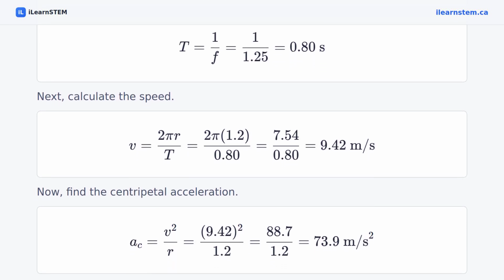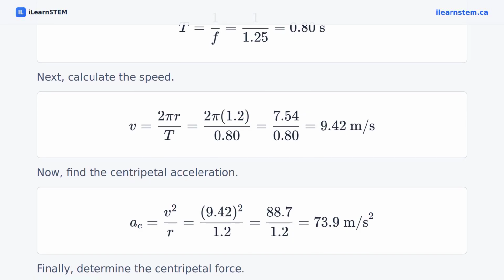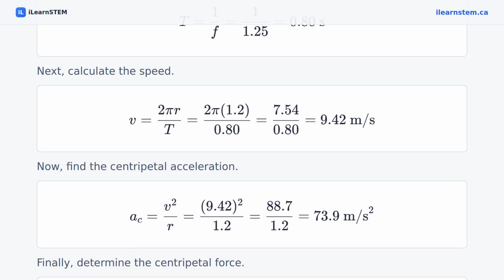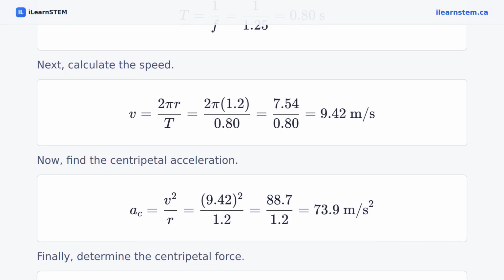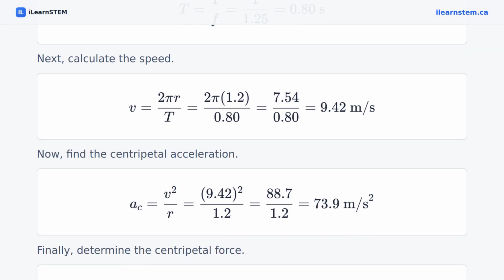Finally, determine the centripetal force. Centripetal force is mass times centripetal acceleration. 0.40 times 73.9 gives 29.6 newtons.